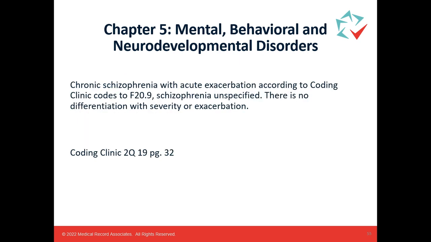Coding Clinic from 2019 says chronic schizophrenia with an acute exacerbation codes to F20.9, schizophrenia unspecified. There is no differentiation with severity or exacerbation. It's kind of funny. There are so many codes in the code book and some that are very specific, with the exacerbation. And to me, schizophrenia is a pretty severe mental disorder. So you would think that there would be a code for an acute exacerbation, but there is not. It just goes to schizophrenia unspecified.